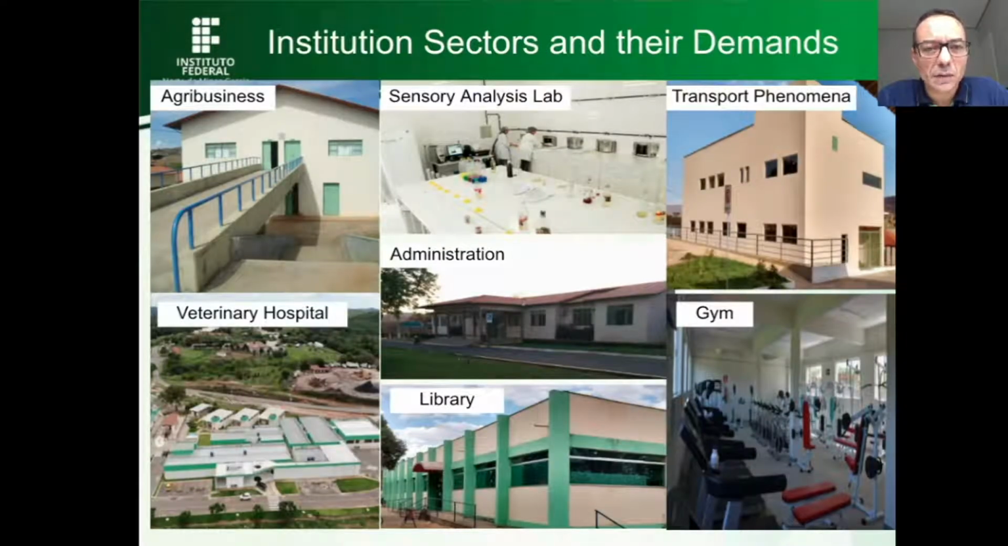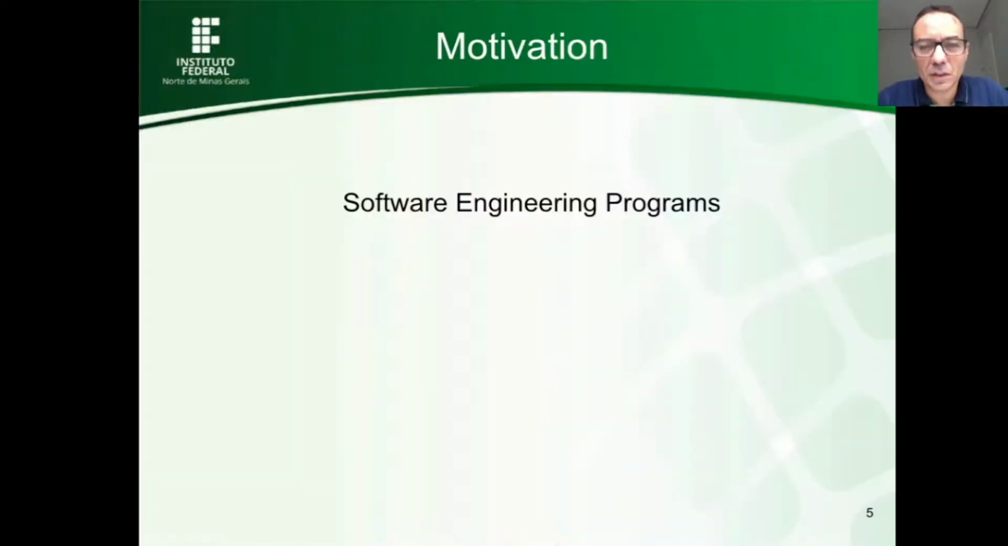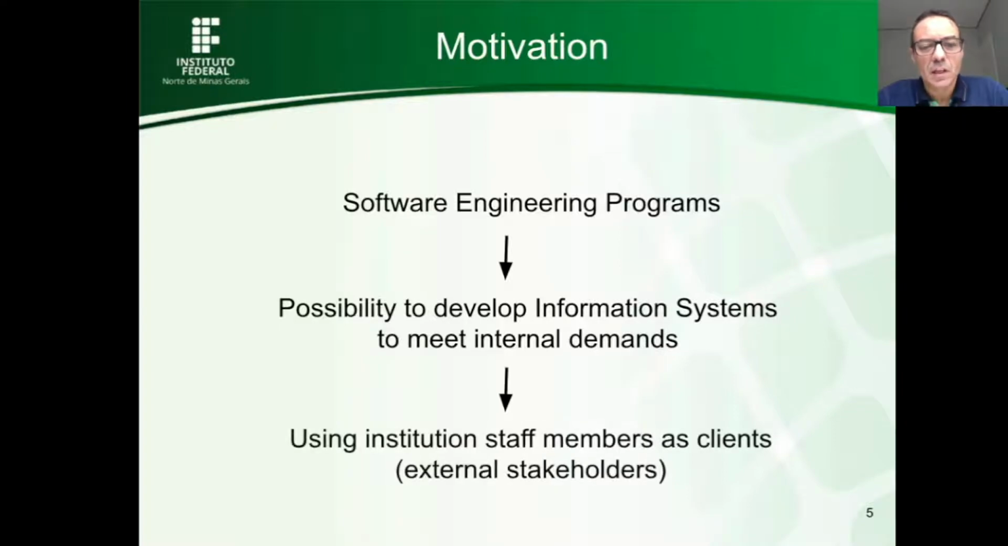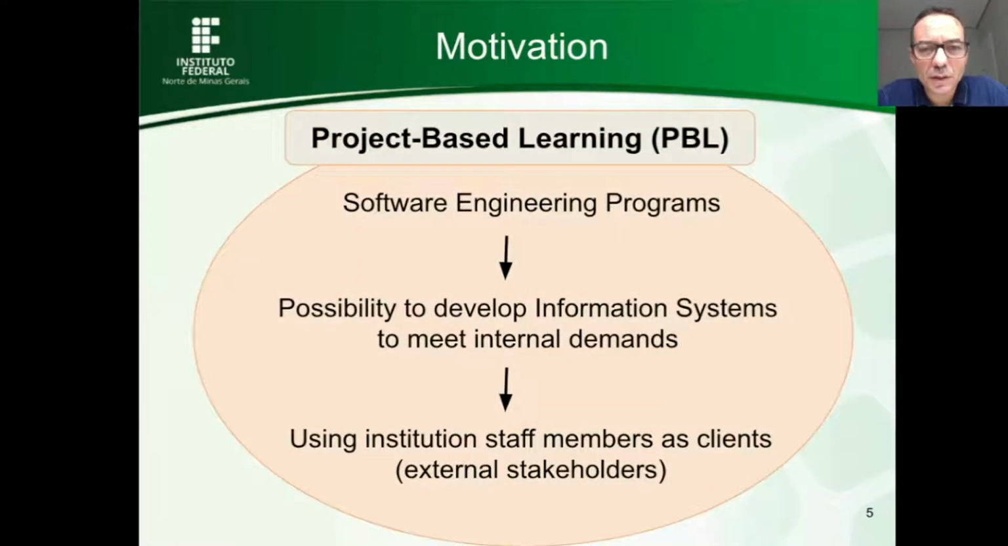Inside the campus, there are different sectors with different demands in different domains. I show here some pictures of these sectors that could benefit from the use of an information system to assist in their daily activities. Engineering programs give us the possibility to develop information systems to meet internal demands, using institution staff members as clients. We call them external stakeholders. And the idea is to use project-based learning guidelines in order to make it happen.